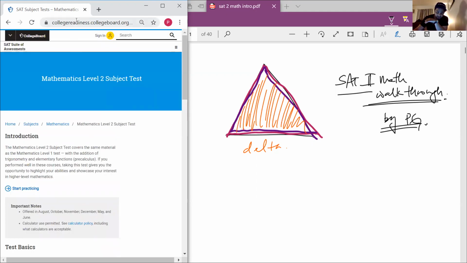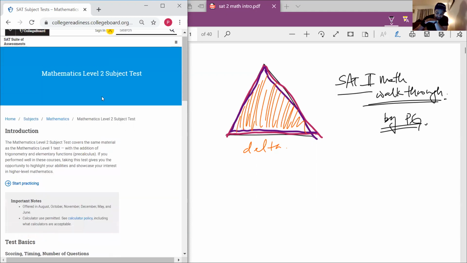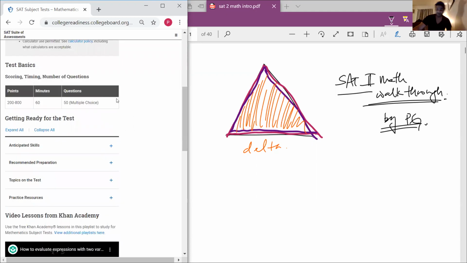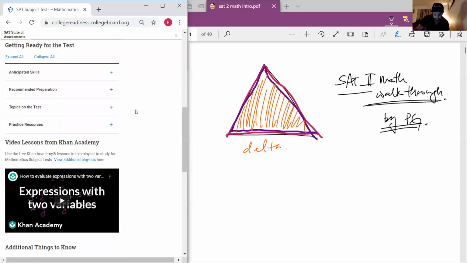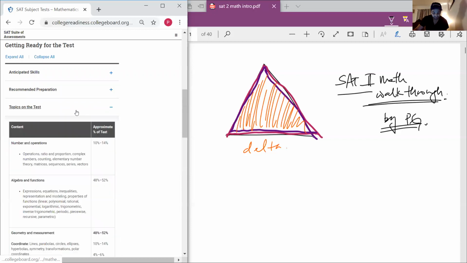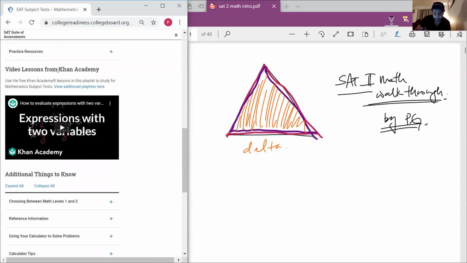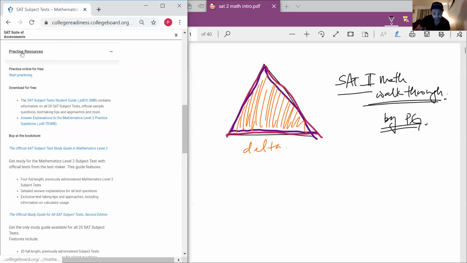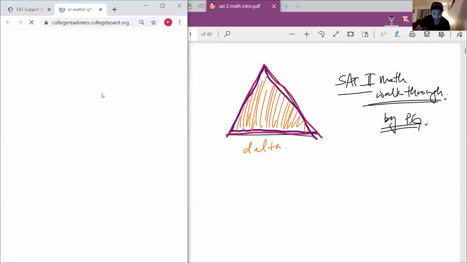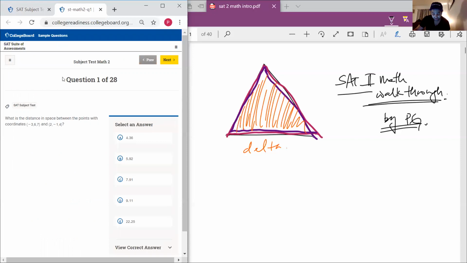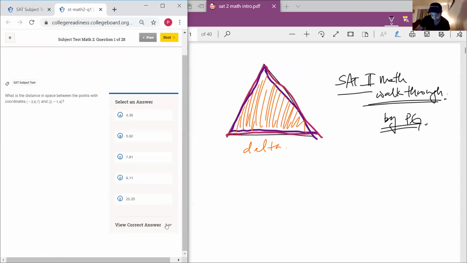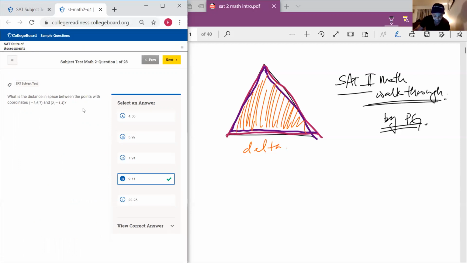If you go to the College Board website, you will see that on the initial info page for SAT Math Level 2, you will see different things. Definitely read through all these tabs: anticipated skills, recommended preparation, topics, which categorizes what the test is all about, and practice resources. So once you click on practice resources, you can practice with 28 of these. And in fact, you can actually view the correct answer and explanations through here.